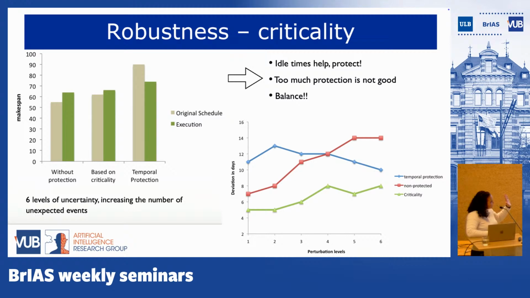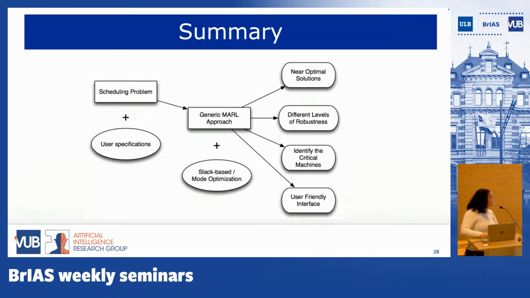But as the number of perturbations increases, of course, you start doing better. You deviate less because you already protected a lot. For the non-protected version, you start somewhere in between, but you didn't protect, so the deviation goes up as the number of unexpected events increases. And in our case, the green one, we are able to more or less stay stable by taking into account these 2 constraints.